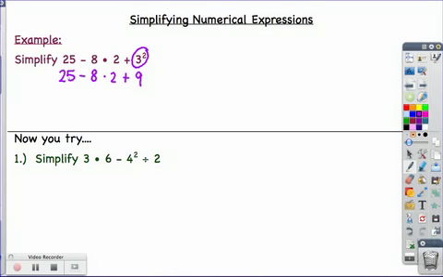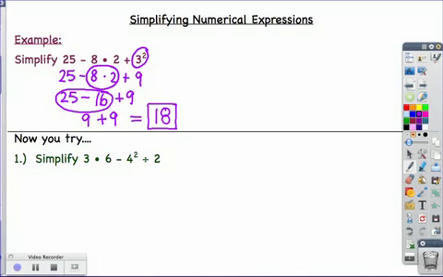After exponents are multiplication and or division. Since there's only multiplication, I circle 8 times 2 to get 16, and I recopy everything else. Now I'm on step 4, addition and or subtraction from left to right. Since subtraction comes to the left of addition, I do 25 minus 16 first, which is 9. I recopy down the plus 9, and my final answer is 18. Pause the screen to try the next question on your own and resume once you're done.